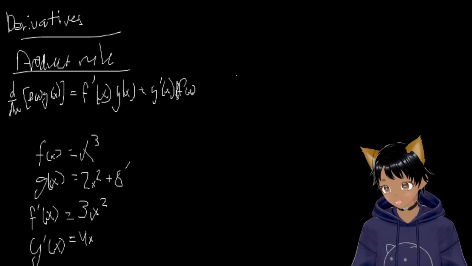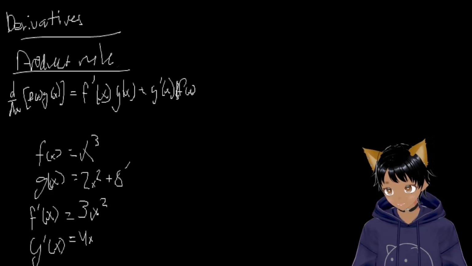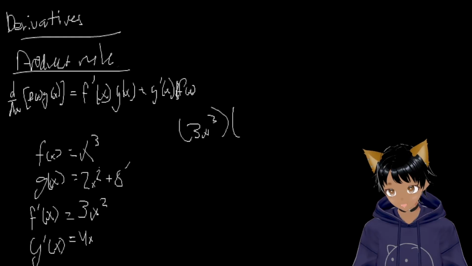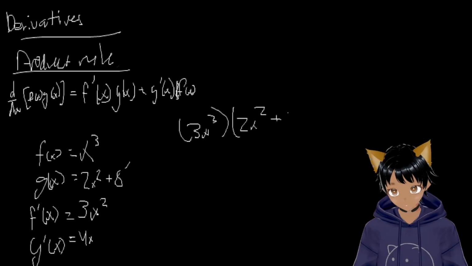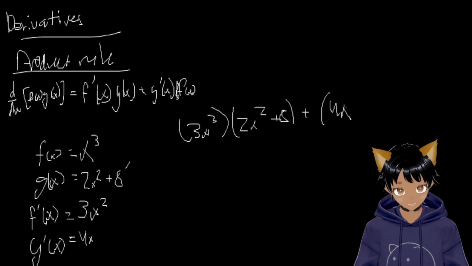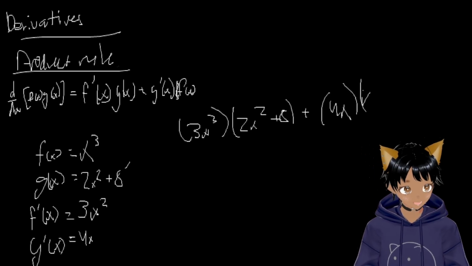All right, now that we have this, we just fit it in here. Simple enough, right? So first, 3x^2 times g of x, 2x^2 plus 8, plus g of x in derivative, so 4x times the regular function f, so x^3.